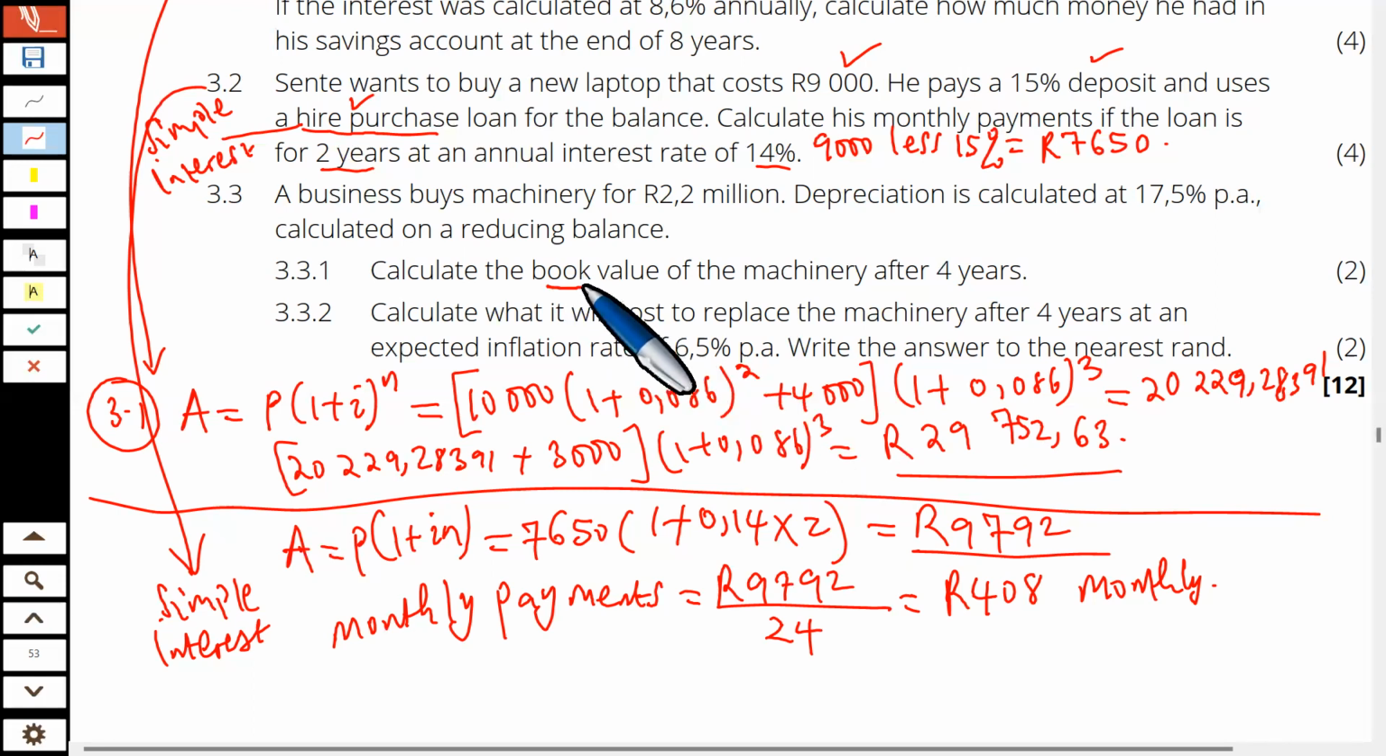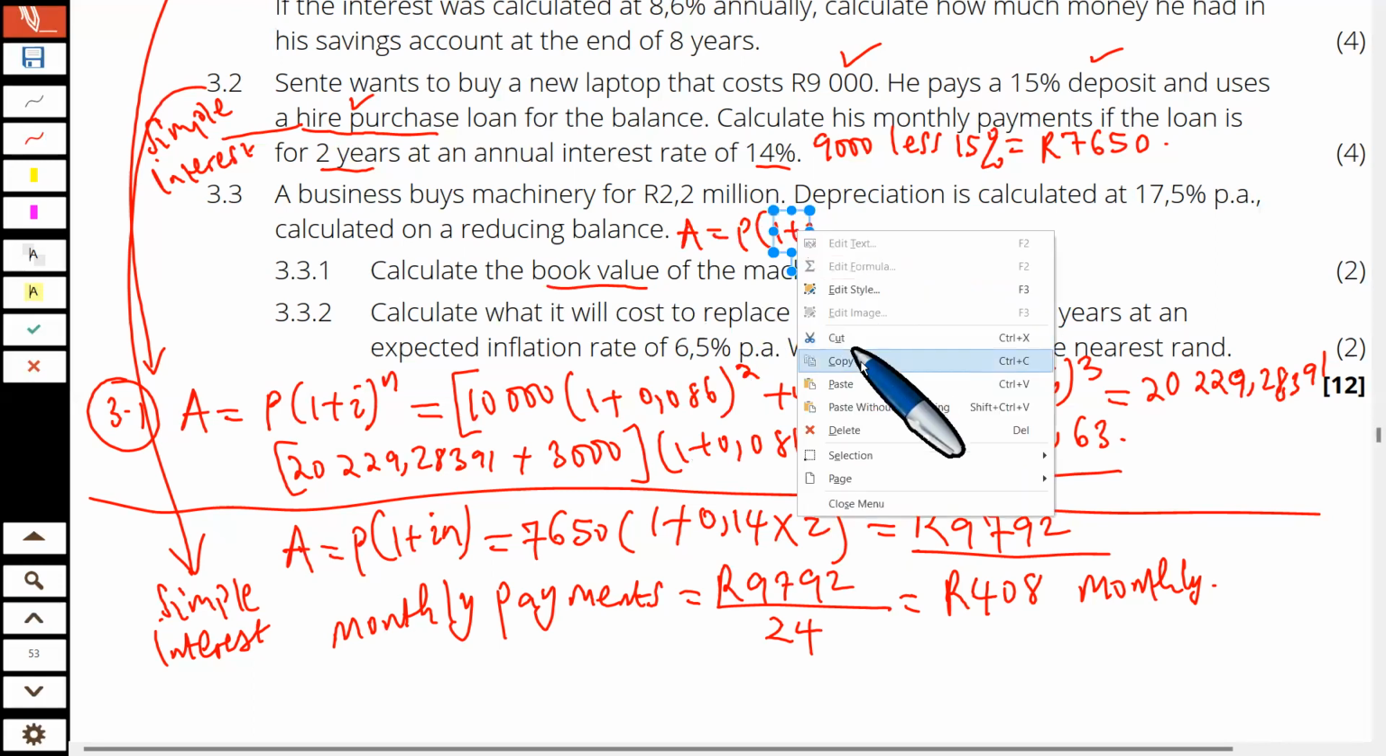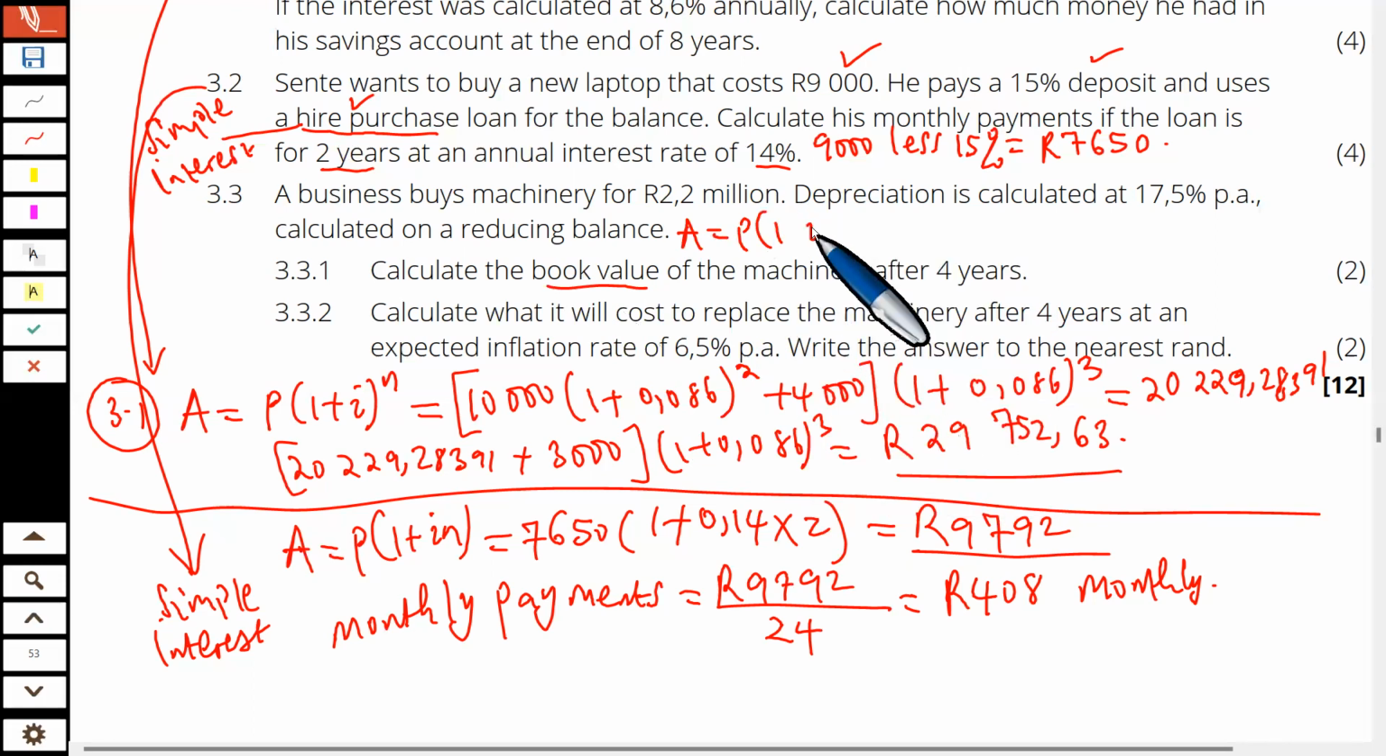Okay, how to calculate the book value? You need to understand that it's actually on the reducing balance. So on the reducing balance, you use the formula A equals P into 1 minus I, because it's a reducing balance. So you're going to use the formula with the minus: 1 minus I to the power n. So P is 2.2 million, that's 2,200,000.